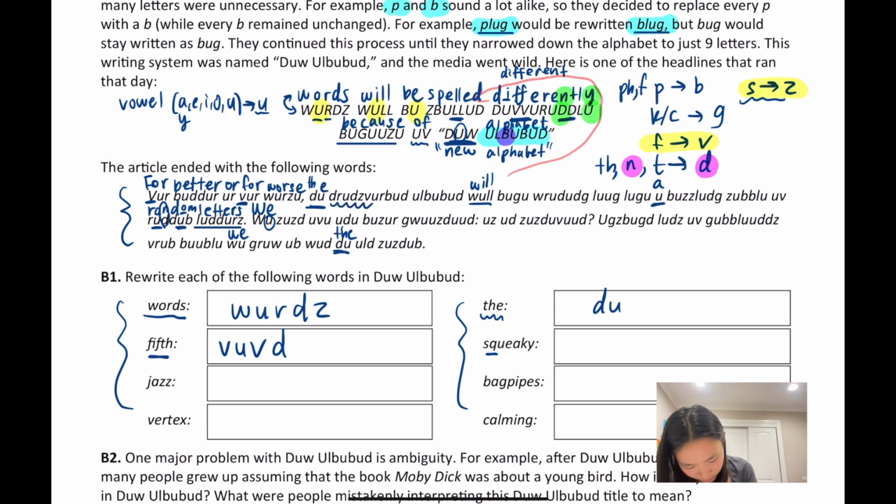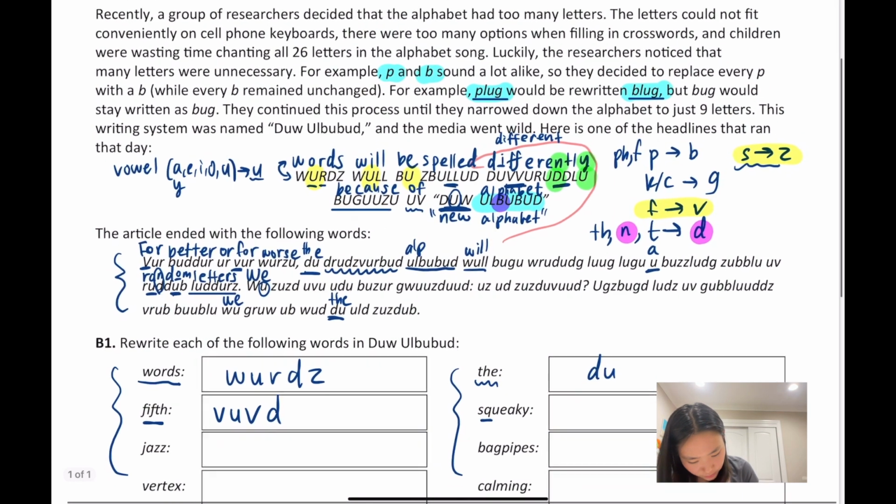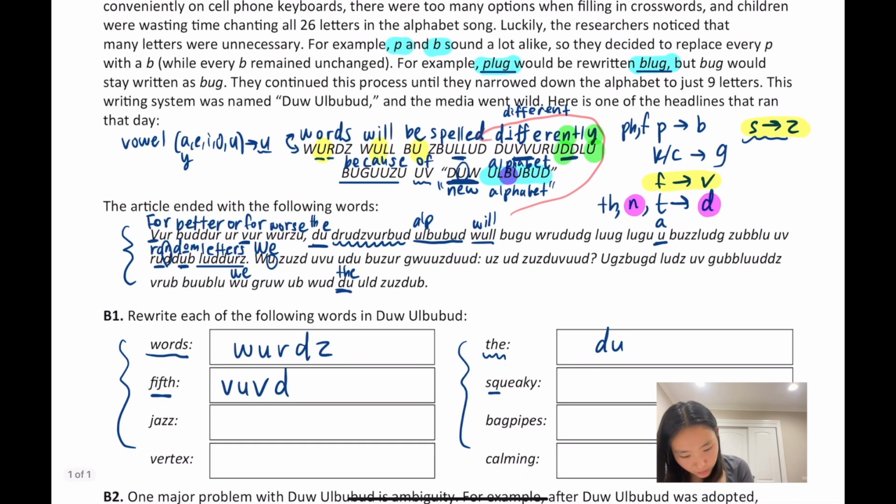This is a long word that's kind of difficult. Oh, we already saw Olbadud, right? That's just alphabet from previously over here in the blue. So we can just replace that real quick. Alphabet. For better or for worse, the something alphabet. The Drudsverbud. Okay, let's see if we can replace anything because none of this actually makes sense.